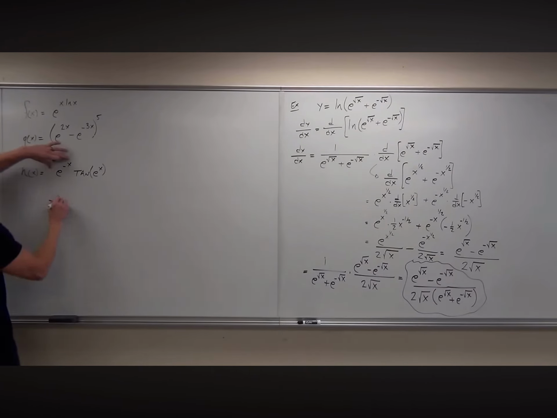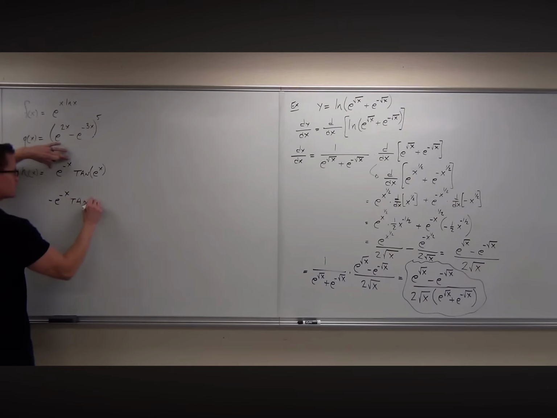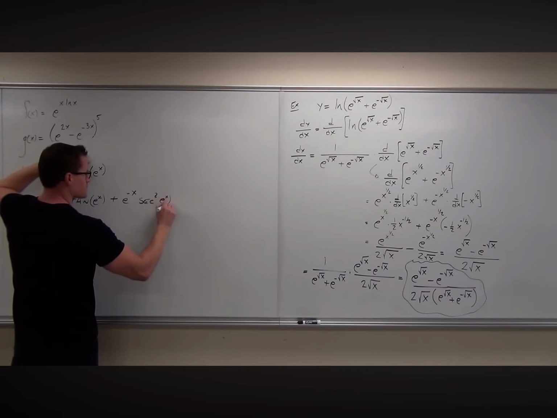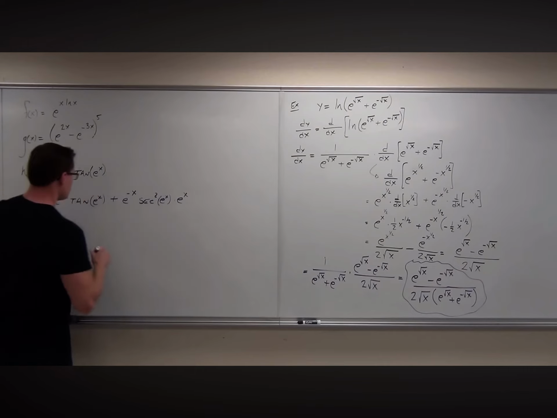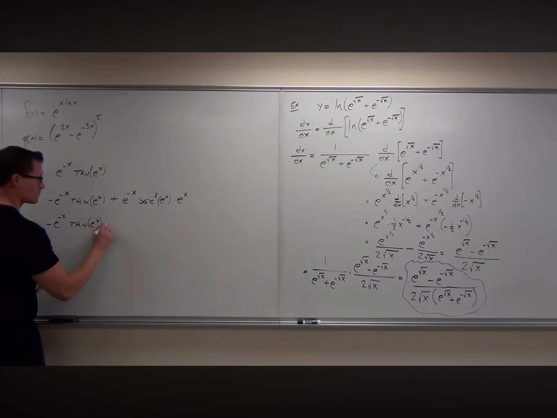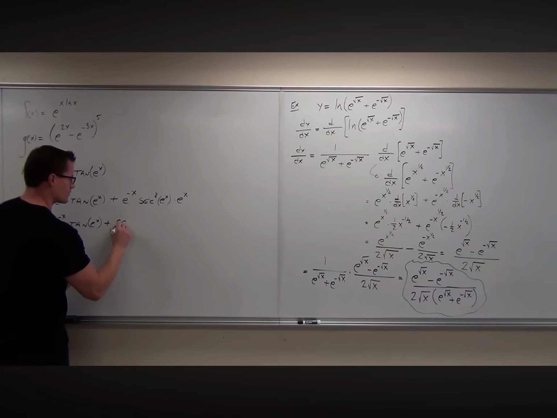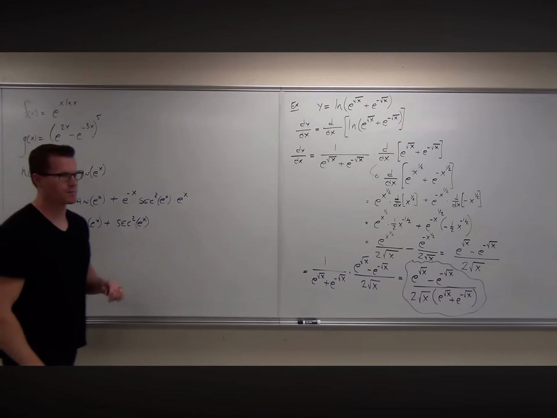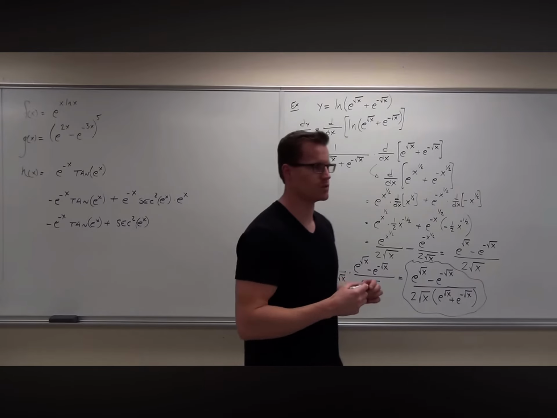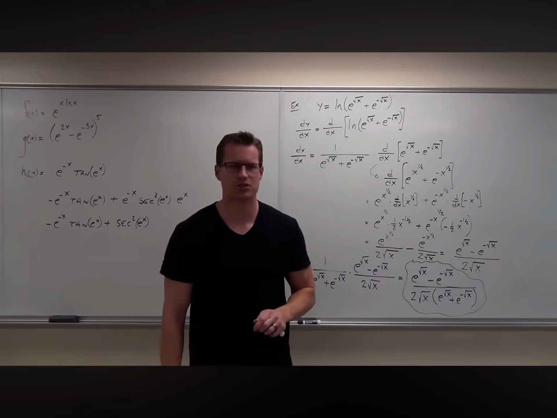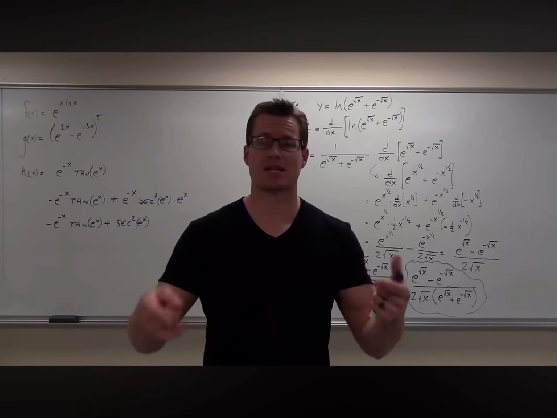This will be negative e to the negative x tan e to the x, plus this will be e to the negative x secant squared e to the x times e to the x. And I believe those go away, because you'd add exponents, negative x plus x gives you 0, e to the 0 would be 1. I think that's your answer. I'll double check that and make sure that it's right. But does today make sense? Did today make sense for you?